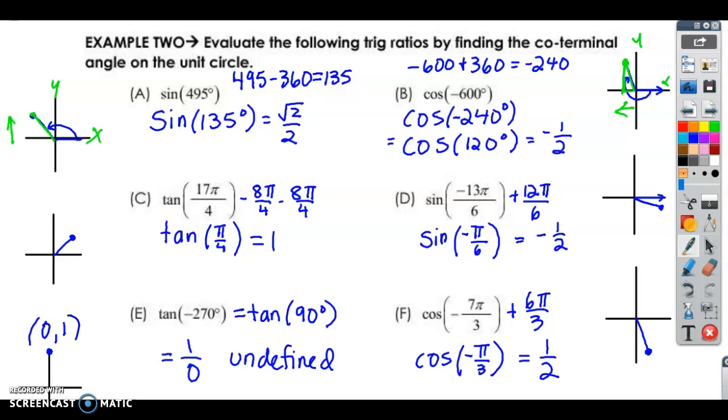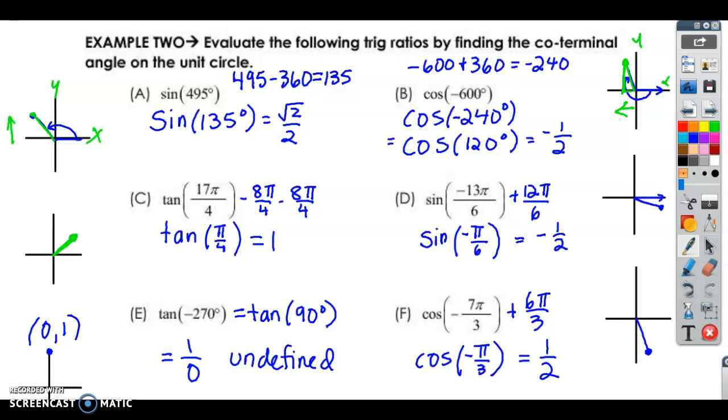For C, 17 pi over 4, we're going to subtract 8 pi over 4 twice because we have to subtract 2 pi. 2 pi equals 8 pi over 4. When we do that, we end up with pi over 4. So what's the tangent of pi over 4? Pi over 4 is the middle angle. I love it when it's in quadrant 1. So that's just root 2 over 2 over root 2 over 2. And that's 1. And those are just values in the quadrant. In quadrant 1, you've just got to memorize those values.